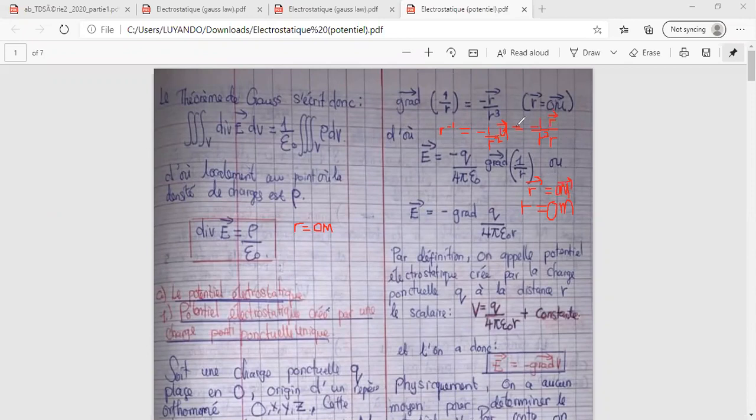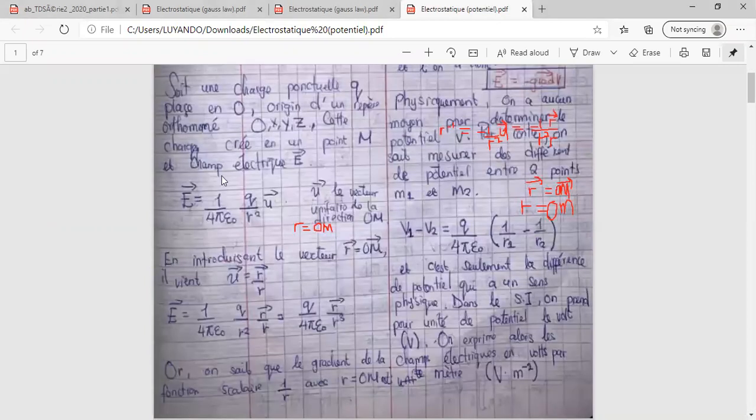Which is what we have here. So where E is equal to negative Q, the point charge. Okay, E is originally equal to this. This is our original E, or this if you express u as it is, which is r vector over r.